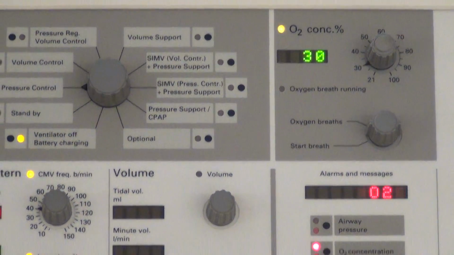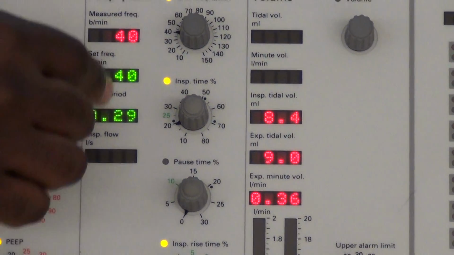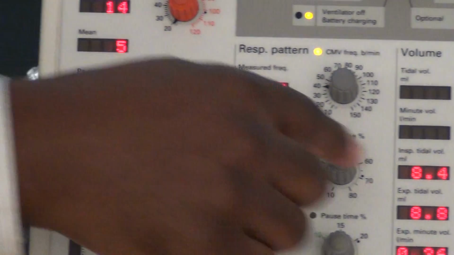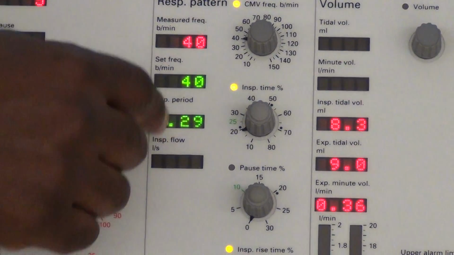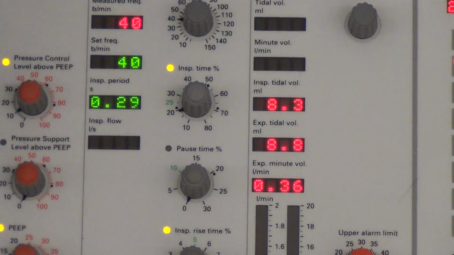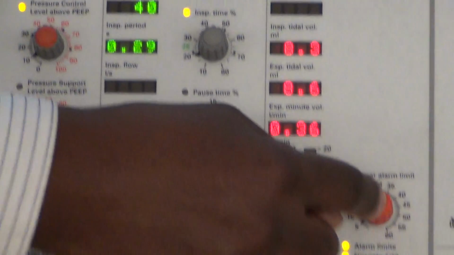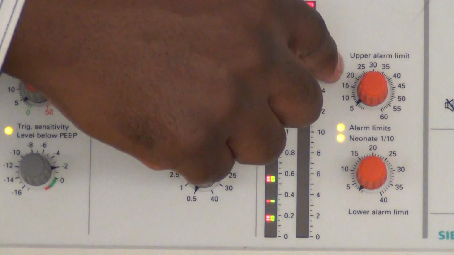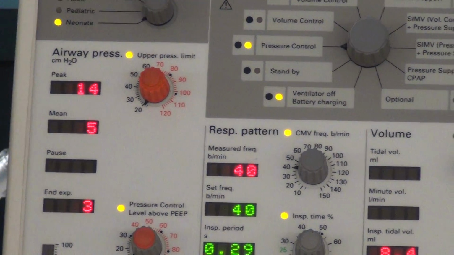other things we need to look at: if it's in green, those are set values. If it's in red, those are measured values. Green is what we have set. Red are the results of what we have set. So these are the monitored values. The orange knobs that you see are alarms. We have a low minute ventilation, high minute ventilation, high pressure. Those are the only 3 alarms we have for this ventilator.